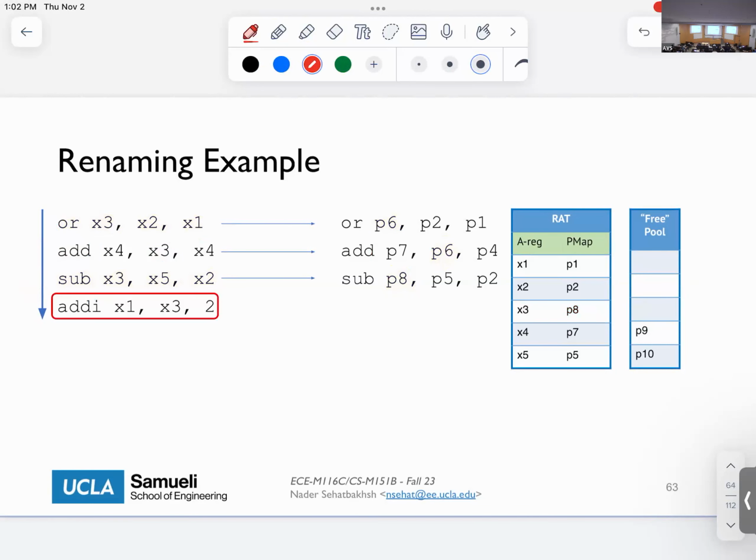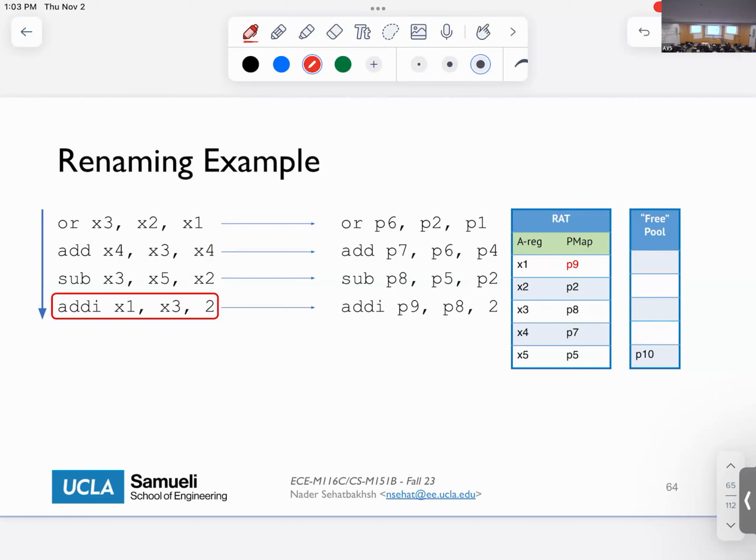And the last thing I'm going to do is an add-I. In this particular case, I'm gonna again look into RS1 and RS2. This is an immediate, so immediate does not need renaming because this is just an immediate. So I'm gonna put 2 here. I'm gonna check X3 and put P8 here. And then I'm going to rename X1 with P9, okay? So I'm going to put P9 here and add-I here, okay? So basically at the end, this would be how my new table would look.